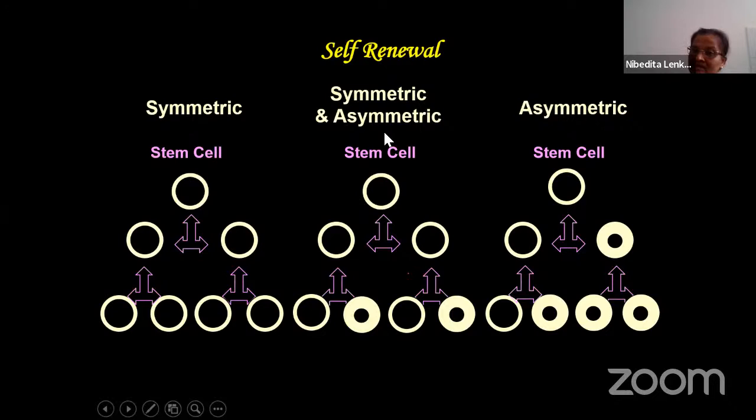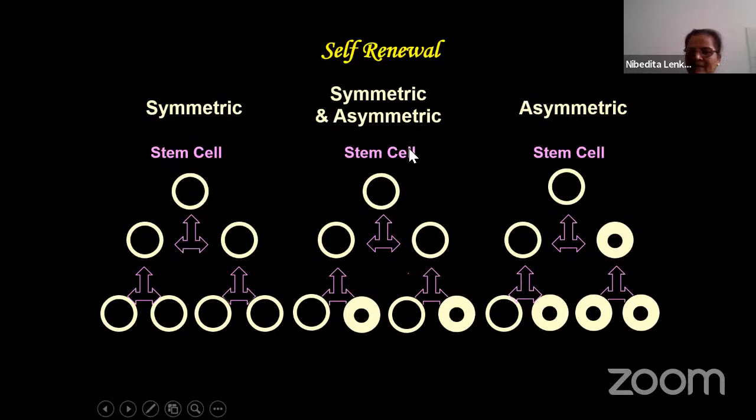As development progresses, during gastrulation, when they become tissue restricted or progenitor cells, once these stem cells become progenitors, each progenitor can give rise to one stem cell and maybe one mature cell. So here it becomes more defined. One gives rise to one stem cell and one mature cell. So this is a hybrid system, symmetric plus asymmetric.